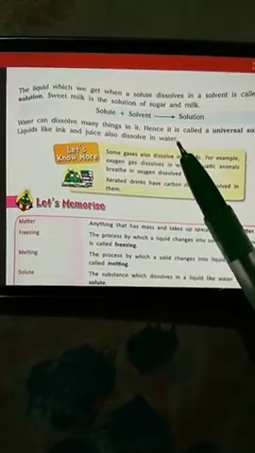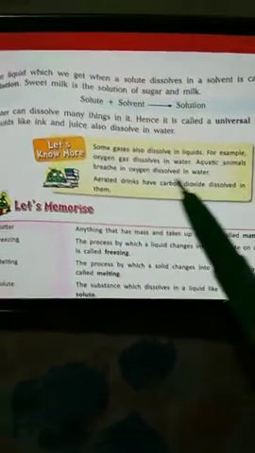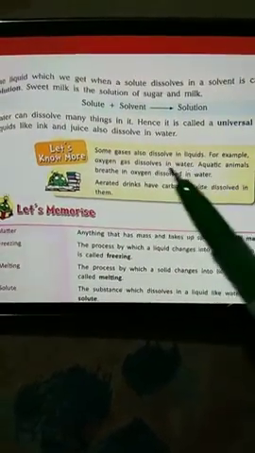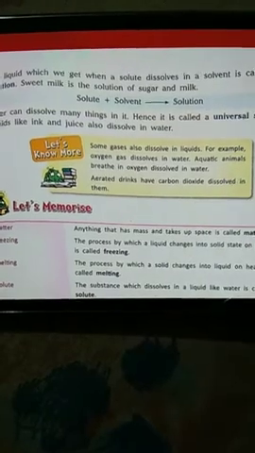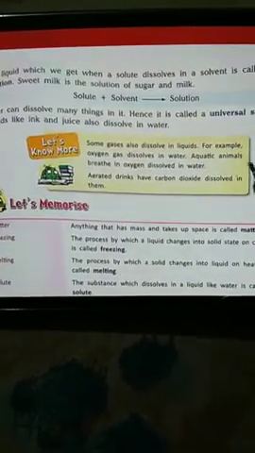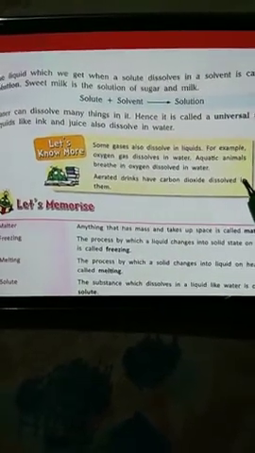As I have said, some gases also dissolve in liquids. For example, oxygen gas is dissolved in water. Aquatic animals, meaning the animals which live in water, do not come out of the water, so they are breathing inside the water only.